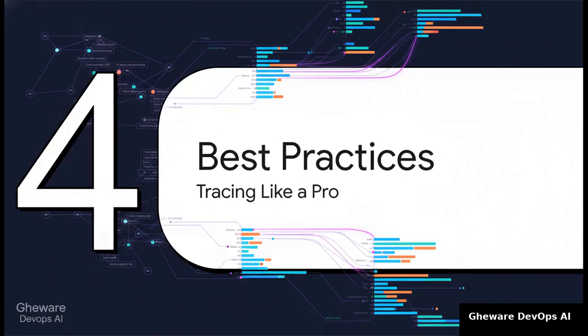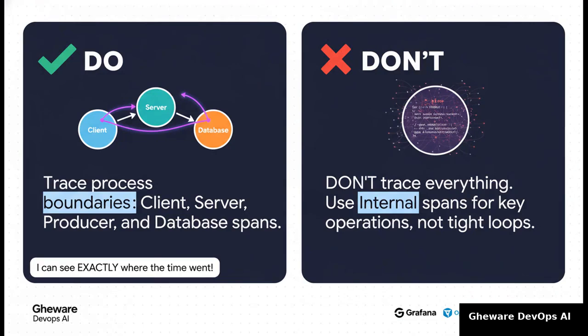Now that you've seen that aha moment, let's quickly cover a few best practices to make sure you're using tracing effectively in your own production systems. You don't need to trace every single function call. The key is to focus on the boundaries. You want to instrument operations that cross network I/O, like database queries and external API calls, or significant business logic. Tracing tight loops or simple internal functions just adds a lot of noise and cost without providing real insight.